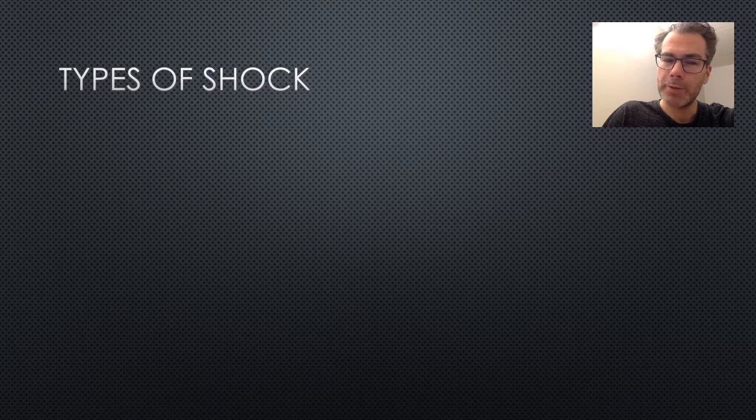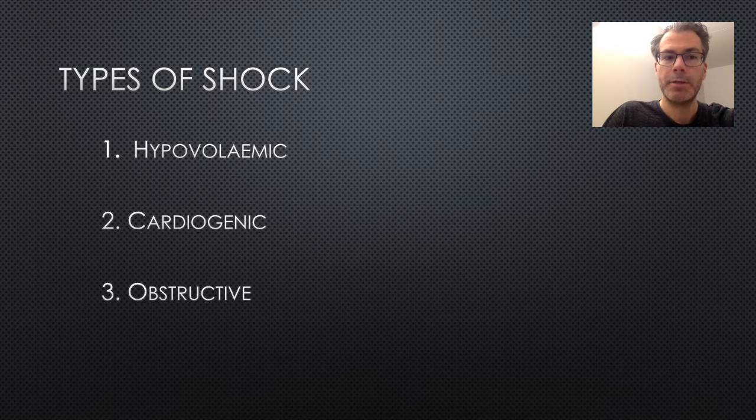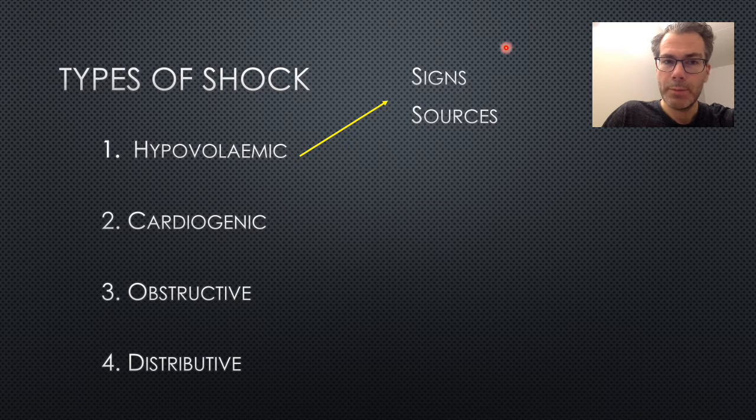Okay, now let's go back to basics and talk about the four types of shock and how ultrasound can be used in each type. So hypovolemic, cardiogenic, obstructive, and distributive. For hypovolemic shock, we've talked a bit about how ultrasound can be used to look for signs of hypovolemia, so a narrow collapsible IVC. But also we can potentially identify sources of hypovolemia, so free fluid in the chest or the abdomen or AAA, for example.